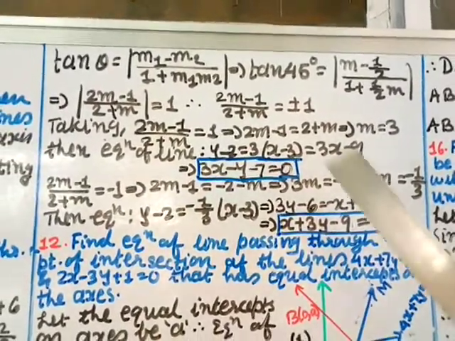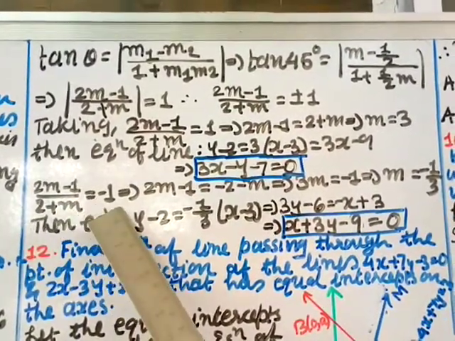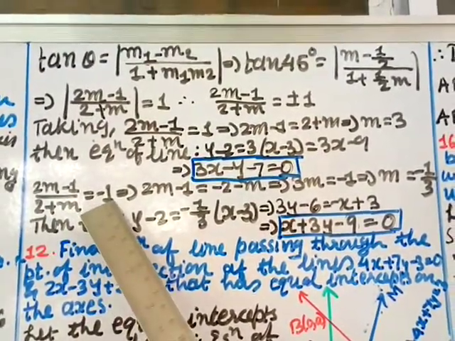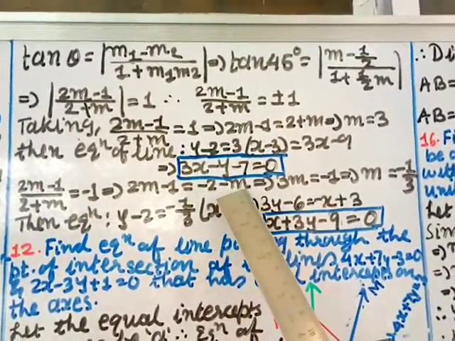Now let us take minus 1. So 2m minus 1 divided by 2 plus m equal to minus 1. Transfer and multiply with this minus, so here 2m minus 1 equal to, this you multiply, so minus 2 minus m.